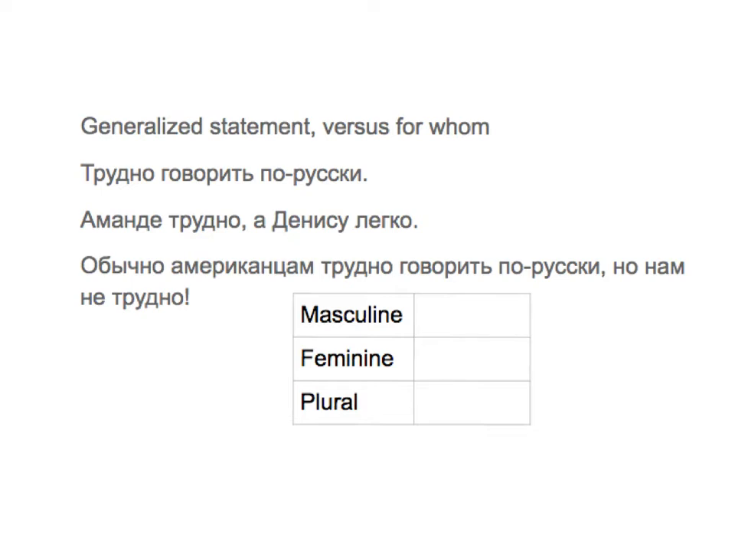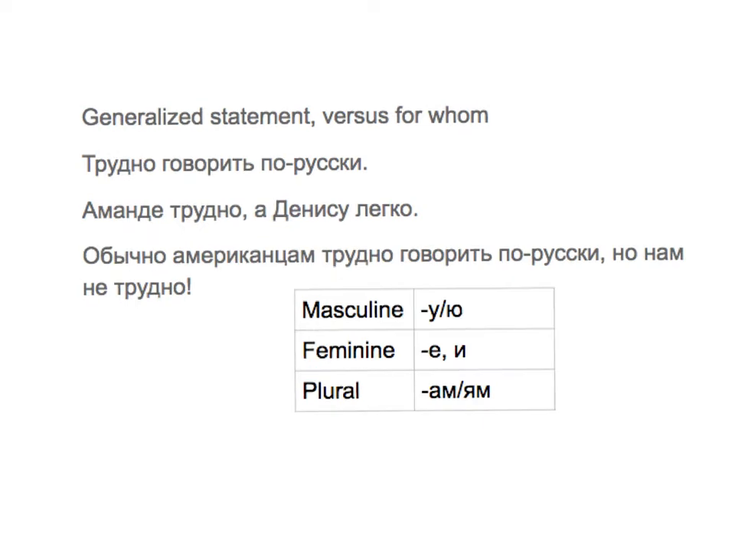Let's review the endings for the dative case. We had masculine and feminine before, when we talked about feelings. Now we're adding in the plural. We see here in our examples, u for masculine, like Denisu, and e, or sometimes i for feminine, like Amande. Now we add in the plural, американцам, am.